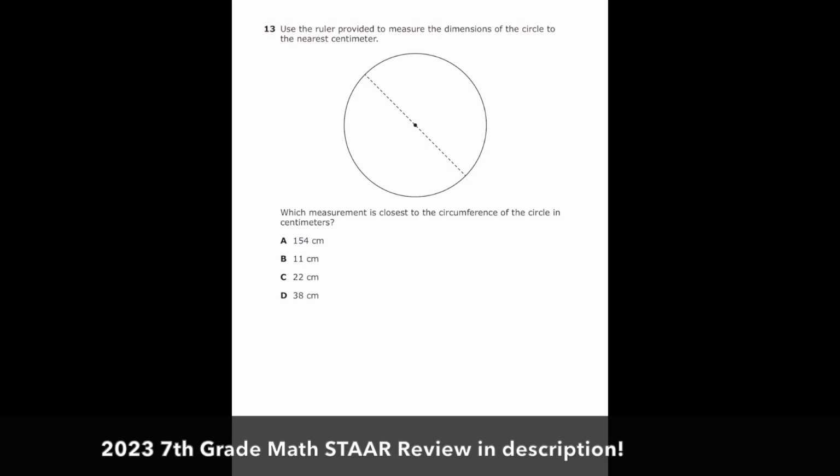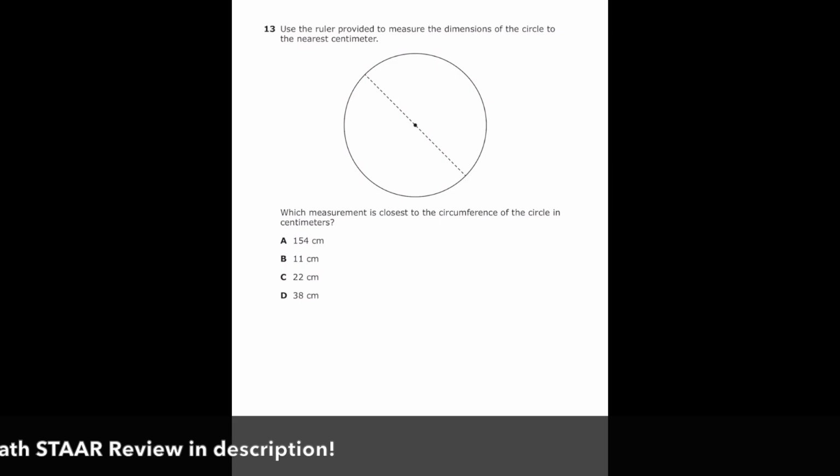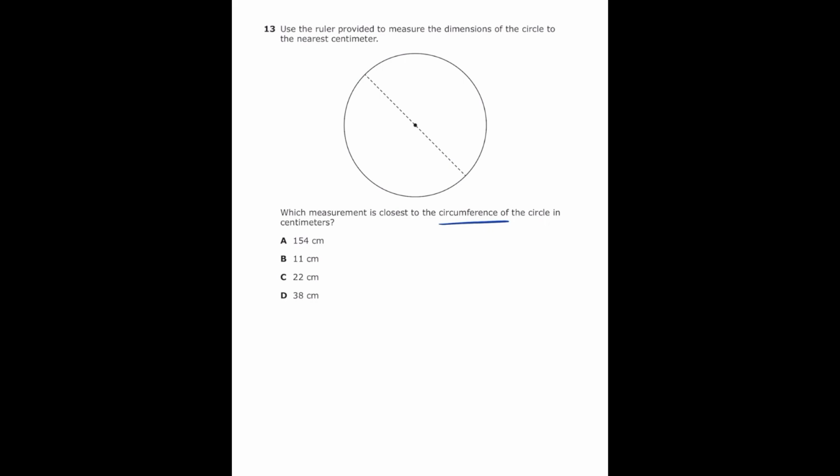This is number 13 from the 2022 7th grade math STAAR test. Use the ruler provided to measure the dimensions of the circle to the nearest centimeter. Which measurement is closest to the circumference of the circle in centimeters?